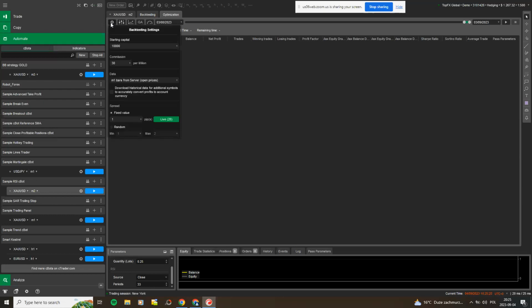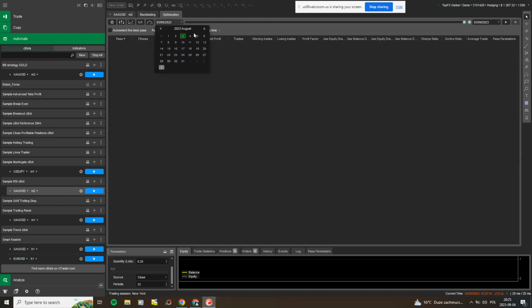So basically you've got the settings here, right? The starting capital will be, let's say, 25,000, just as it was. The commission we will lower to 15 per million, and we are going to use M1 bars from the service. We are going to use live spread, so nothing changes too much here. Now we switch to the period we want to test, and we are going to test it as we did before. So that would be the beginning of the year, the 1st of January 2023 up to today.